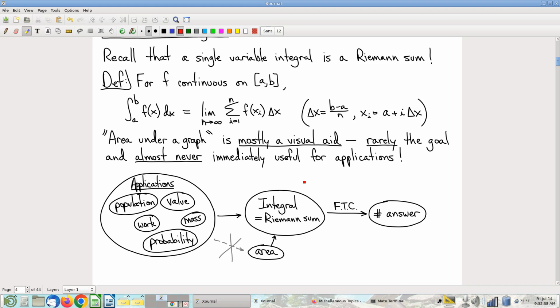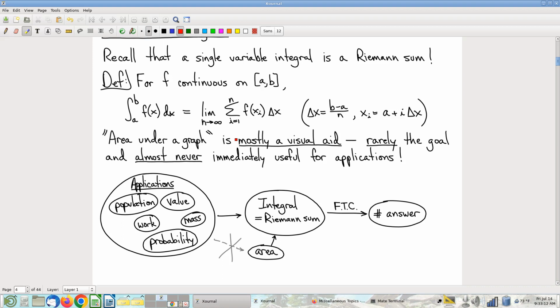Area, in fact, is actually not even all that important of an application of integrals. It's, as I say here, kind of a nice visual aid. I like it, right? But how often is it in the real world, when you're doing an engineering problem, for example, that you need to compute the area of something? It's not really usually the point, right? So how does area relate to integrals?